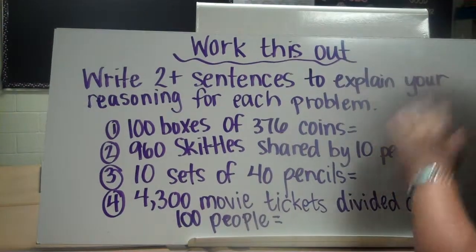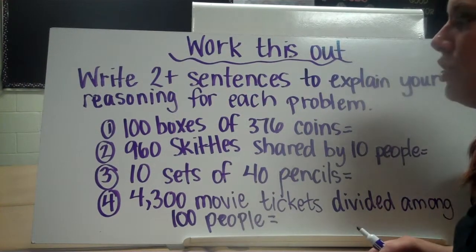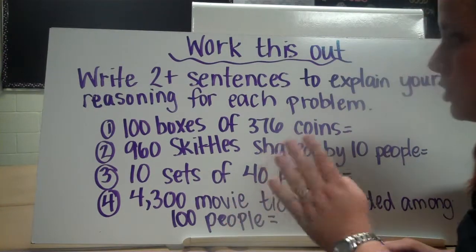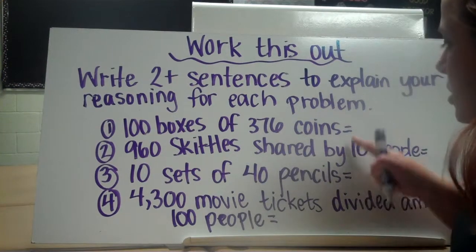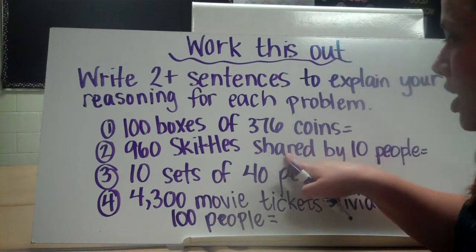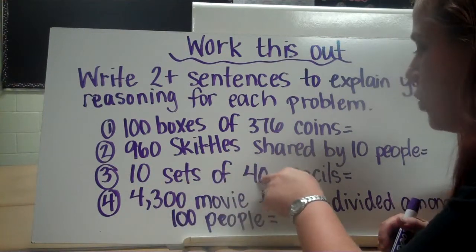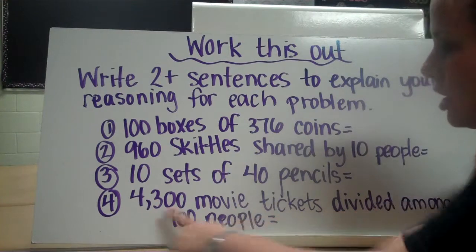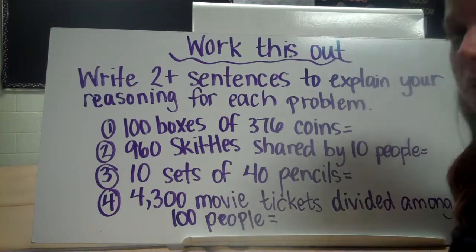So now I want you to work these out in your notebook. You're going to write 2 or more sentences to explain your reasoning for each problem. You have 4 problems to do. The first one, I want you to figure out what 100 boxes of 376 coins would equal, what 960 Skittles shared by 10 people would equal, 10 sets of 40 pencils equals what number, and 4,300 movie tickets divided among 100 people. What would that equal?